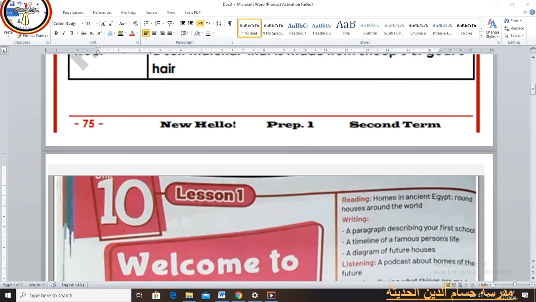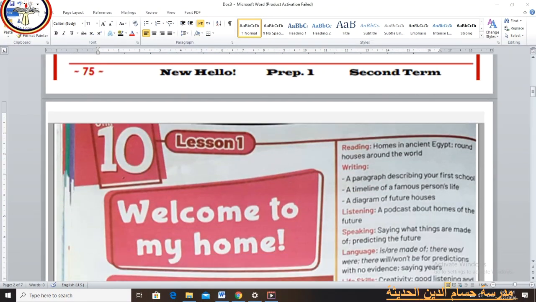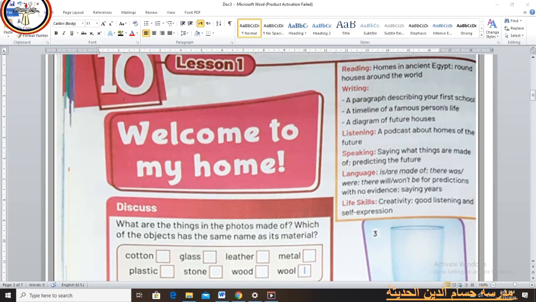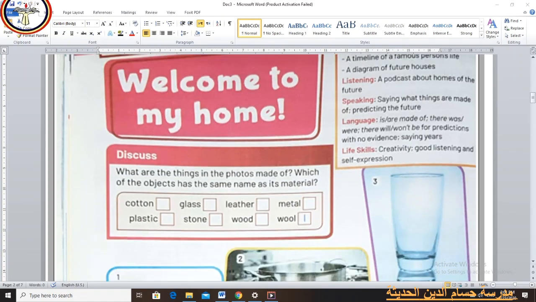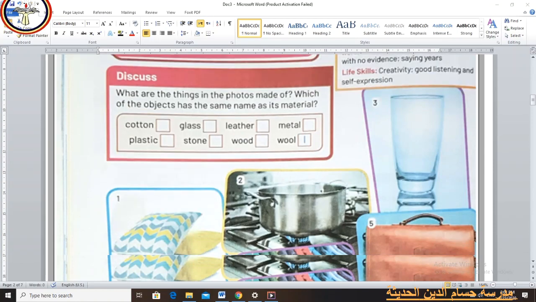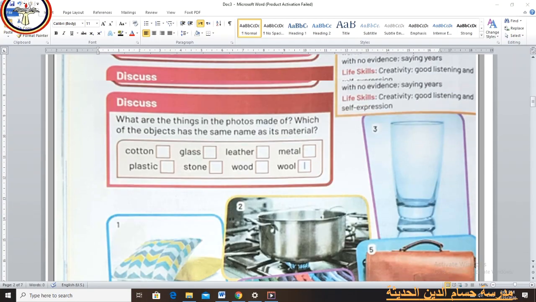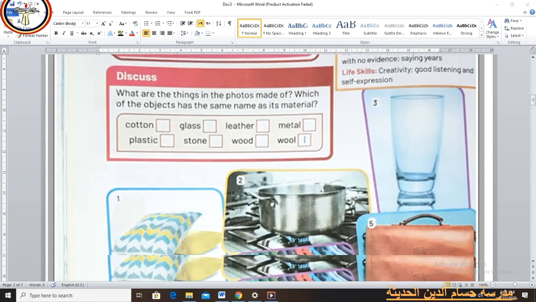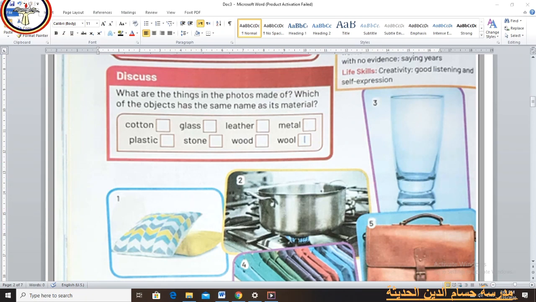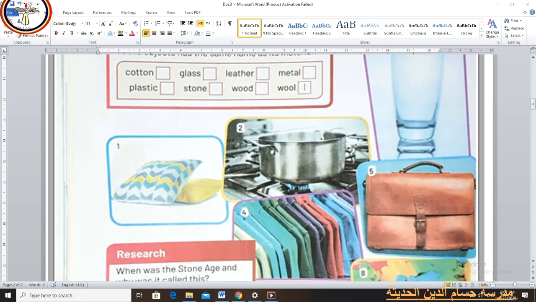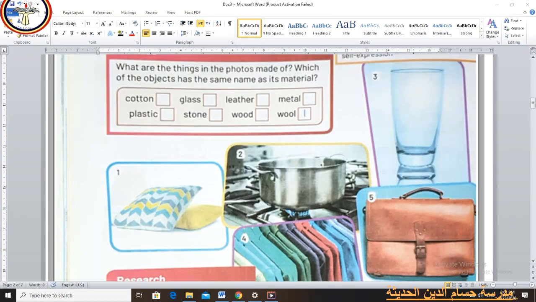Yes, let's move to our unit, lesson 1, unit 10. First of all, I want to ask you, can you see these materials? We have some materials which we can talk about today. Yes, we have a glass, a pen, a cushion, some clothes, and a bag. Before we start, I want you to notice what each of these things is made of.